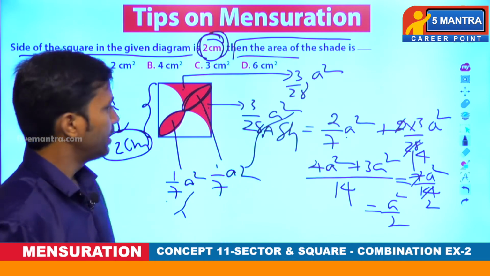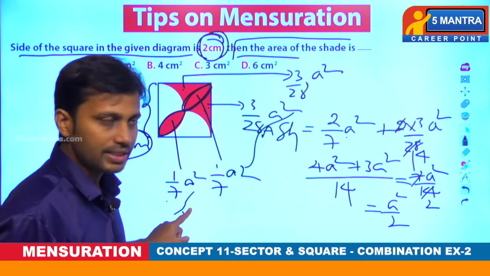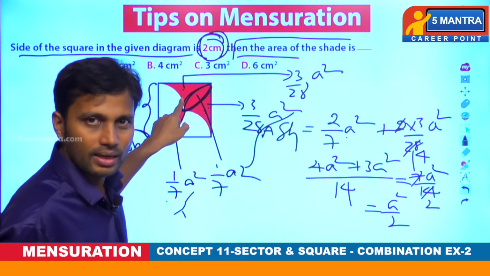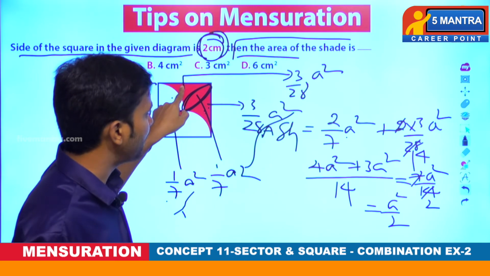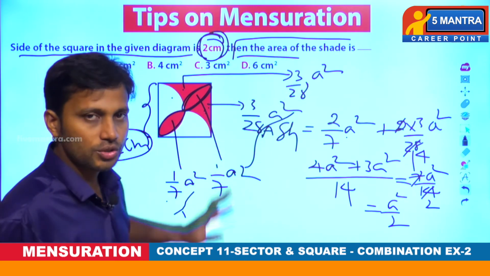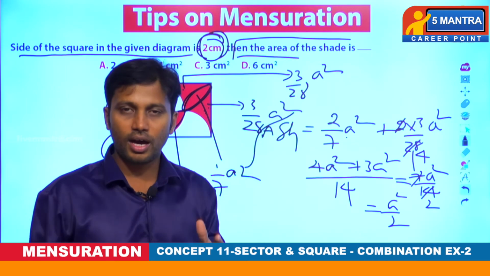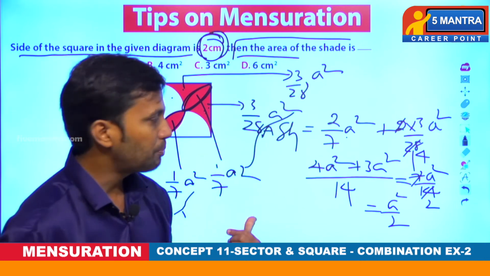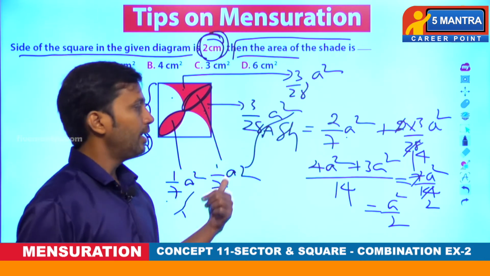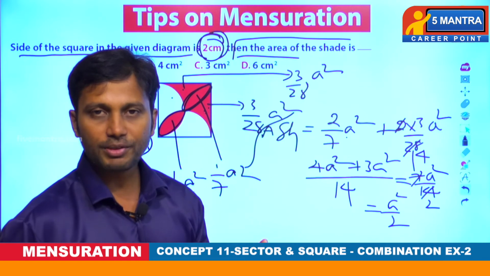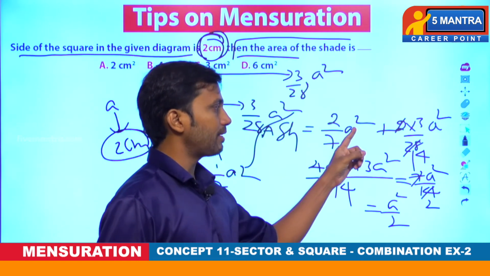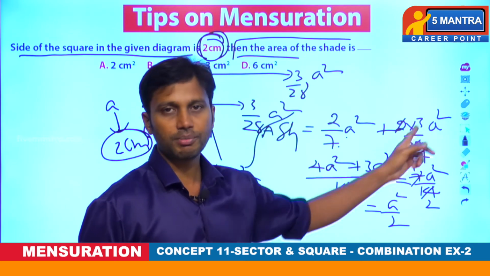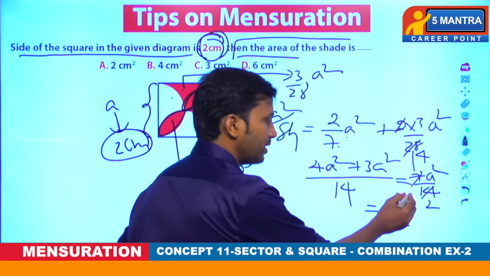What I analyzed: each petal area is 1 by 7 a square, and the gap between every two petals is how much? 3 by 28 a square. So the given red shaded area is almost equivalent to 2 petals and 2 gaps, where each petal is carrying 1 by 7 a square, and each gap is occupying 3 by 28 a square. Now 2 times 1 by 7 a square would be this, and 2 times 3 by 28 a square would be this. Simplifying them, what is your final value?